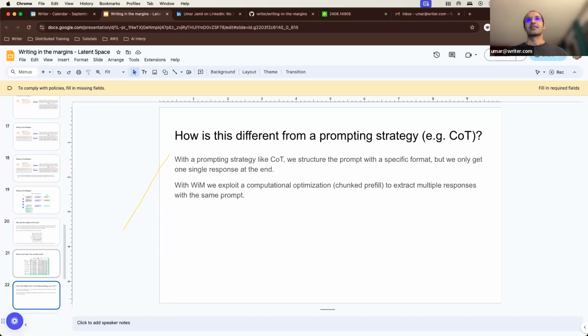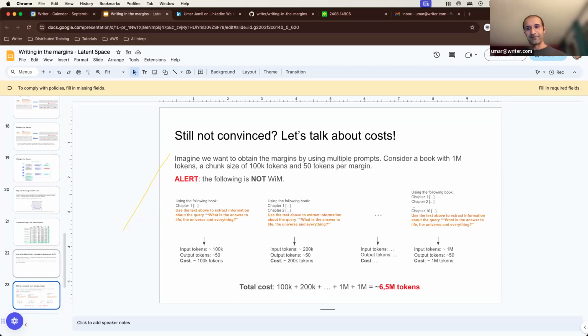Now, how is this different from a prompting strategy? Because you may be thinking, okay, but we can already take a very large prompt, split it into chunks, and then use the language model to summarize each of these chunks independently, and then send it to the language model again to answer the question. Well, it's a matter of cost. So let's talk about cost.